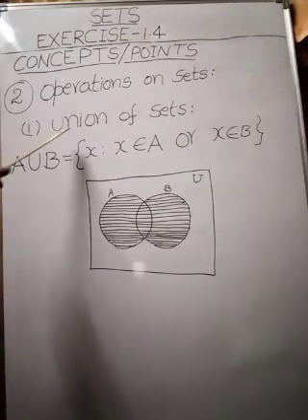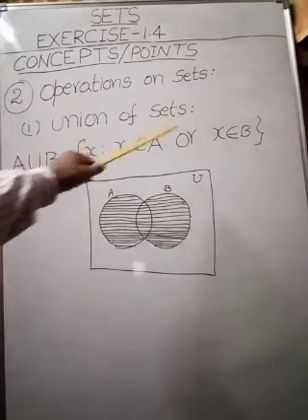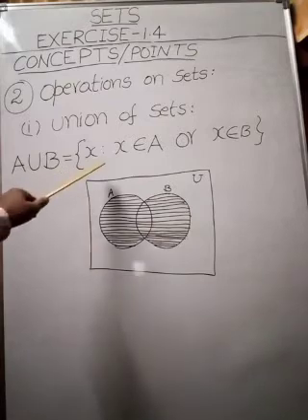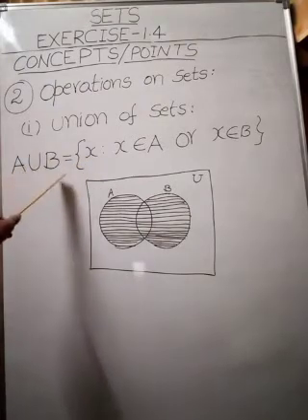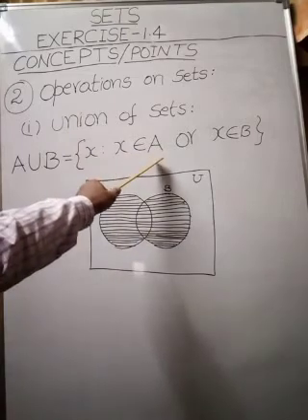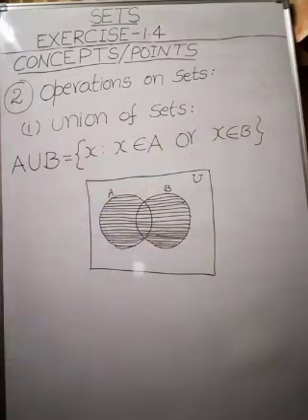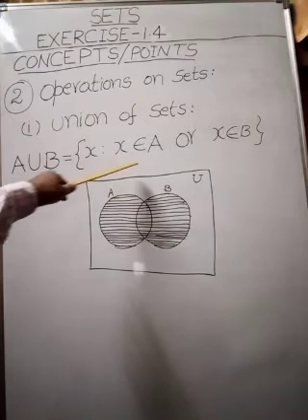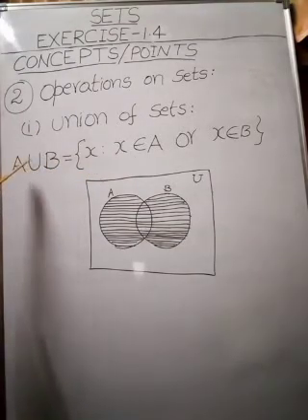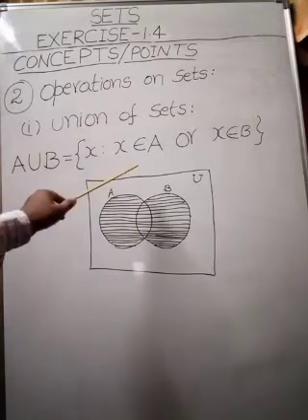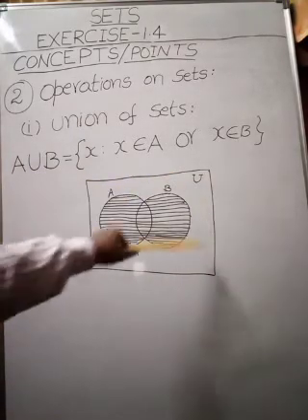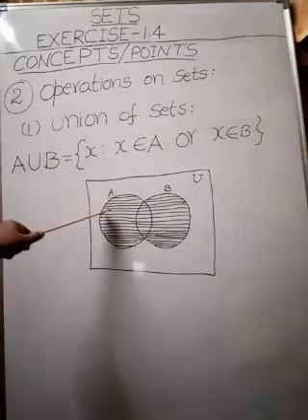Now we represent union of sets in the set builder form as A union B is equal to the set of all x such that x belongs to A or x belongs to B. This is the set builder form of union of sets A and B, and we represent union of sets A and B in the Venn diagram as shown here.